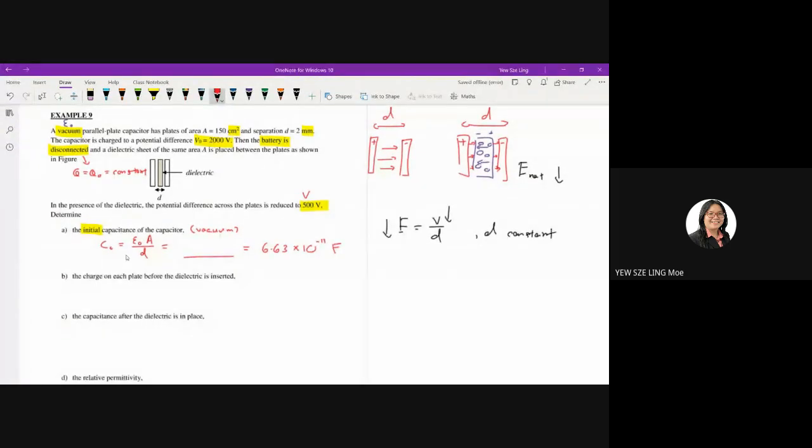So C naught equals epsilon naught. Remember, you're looking at vacuum, so epsilon should be for vacuum.